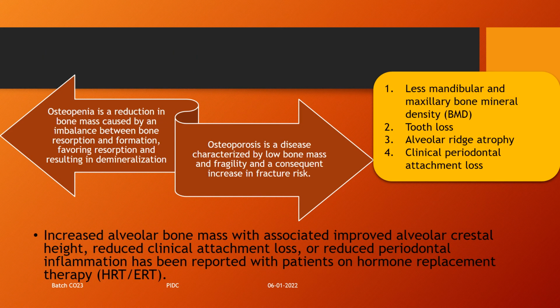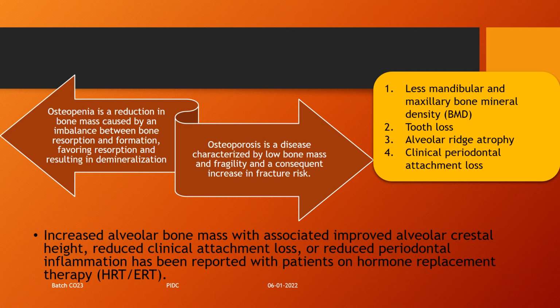Then coming to the two stages, osteopenia and osteoporosis, that are associated with menopause. Osteopenia is a reduction in bone mass caused by an imbalance between bone resorption and formation, which favors resorption and results in demineralization. Osteoporosis is a disease characterized by low bone mass and fragility and a consequent increase in fracture risk.